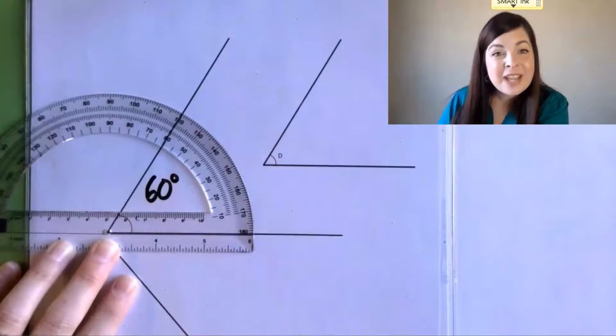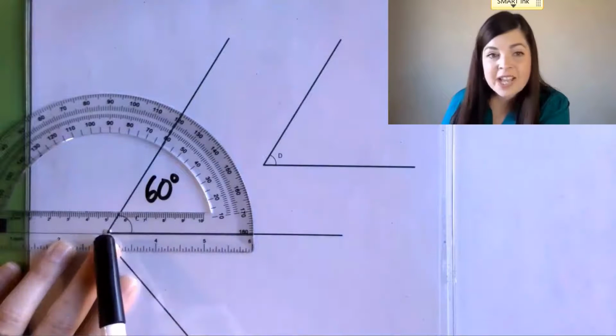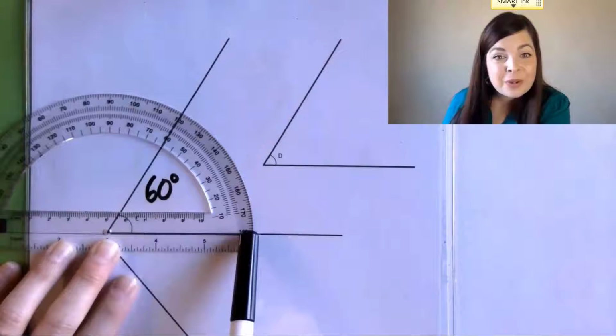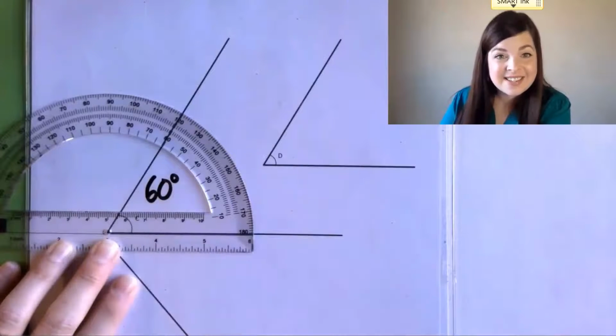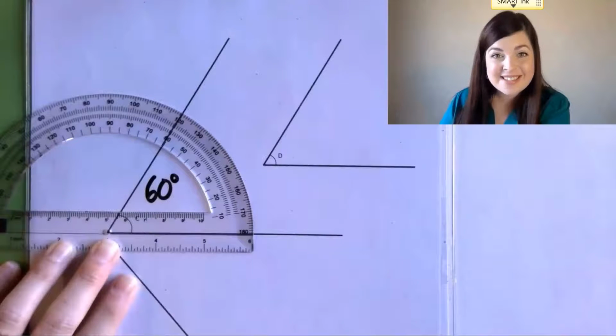Now pause the video and use your protractor to measure angle D. Remember to align the vertex with that middle notch, align one of the sides of the angle with the 0 line or the baseline, and then read the number that the second side touches. Remember to think about if the angle measure that you got makes sense. When you get back, we'll discuss it.